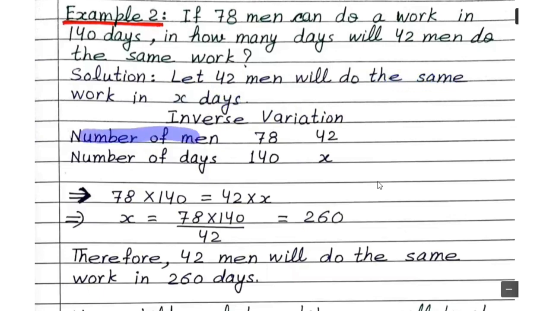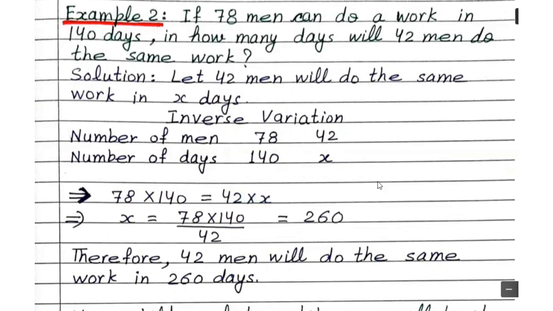So when the number of men is 78, the number of days is 140. When the number of men is 42, the number of days is X. Now children, it is a question of inverse variation. So instead of taking them in fraction form, what we are going to do is, 78 multiplied by 140, right, is equal to 42 into X.